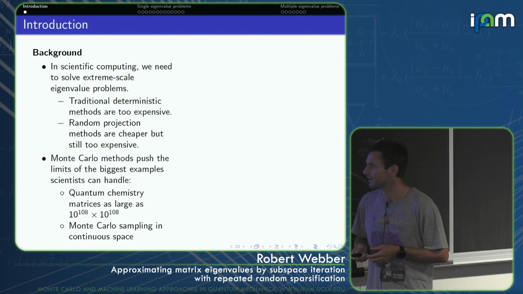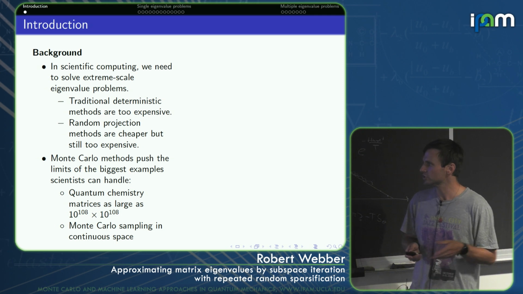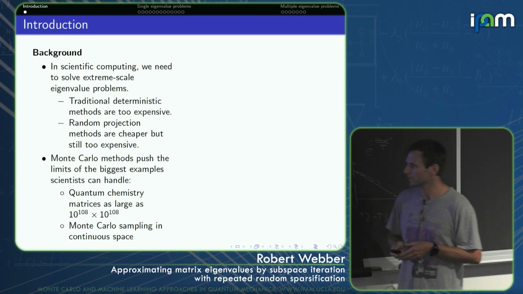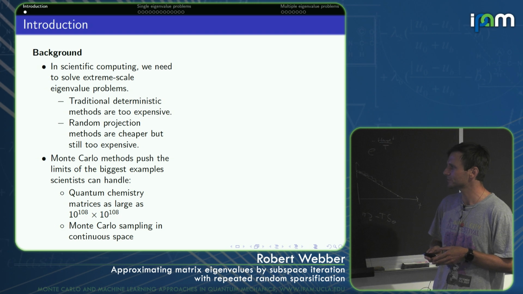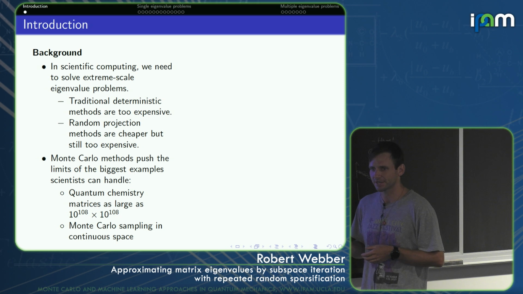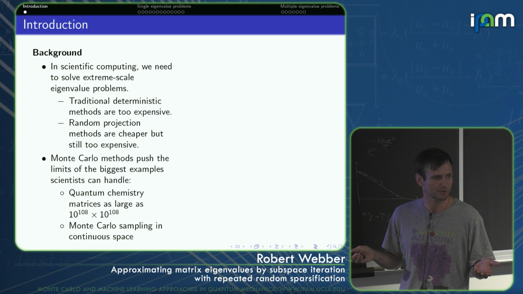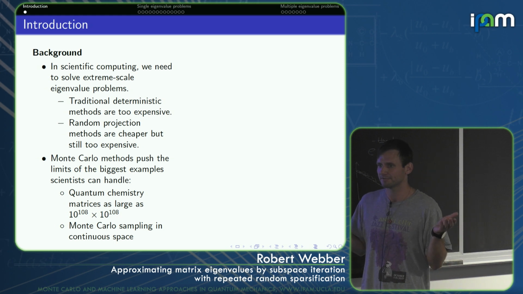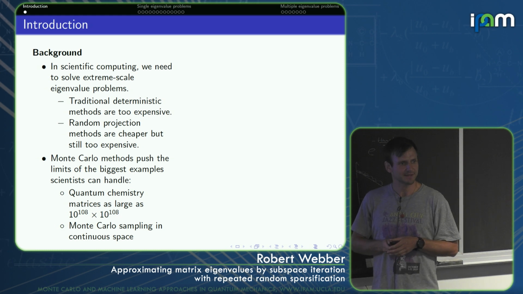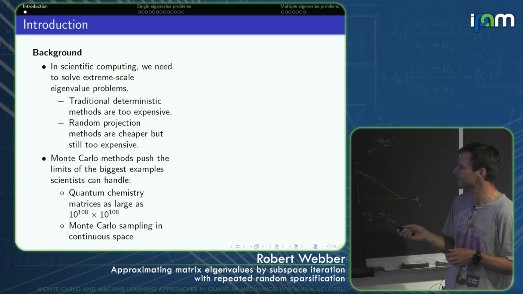And so I would argue that Monte Carlo-based methods, like the ones I'll talk to you about today, are pushing the limits of the biggest examples that scientists can handle, where you see in the literature quantum chemistry matrices that are as big as 10 to the 108 by 10 to the 108. And then Monte Carlo sampling is also applied to problems in continuous space, which is formally infinite dimensions. You are evaluating a density everywhere over Euclidean space, and that could be an infinite dimensional vector. So these methods are pretty cool in pushing the limits of dimensionality.